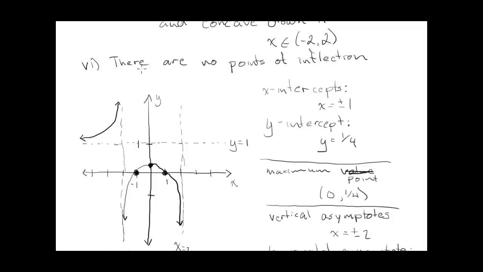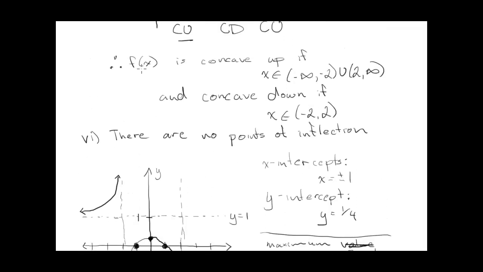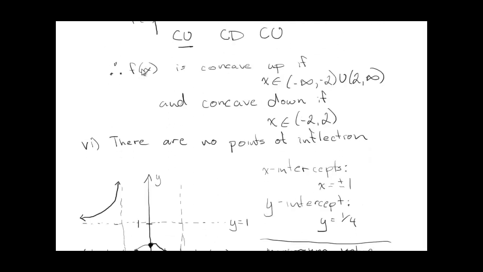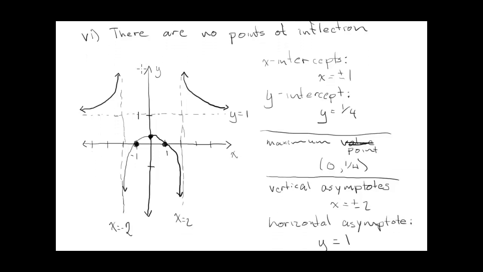And then over here, from 2 to infinity, we're concave up and decreasing. So concave up and decreasing, and then it has to approach these asymptotes. So it would look something like that. So this rational function is going to look something like this, and that's how you graph a rational function.